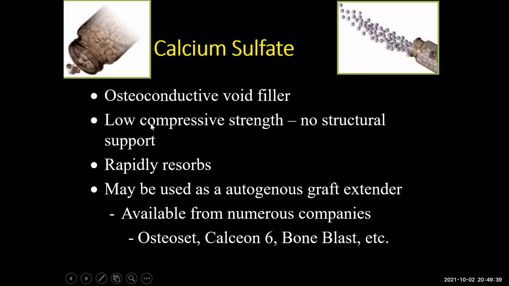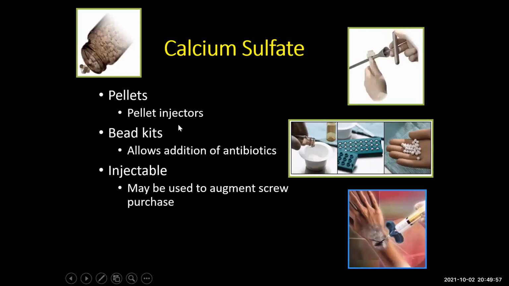Calcium sulfate is an osteoconductive void filler. It rapidly resorbs, may be used as an autogenous graft extender, and is commonly used with antibiotic in our settings where we fill it with bone grafts along with this. So these are the pellets that we are using normally in our situation, or we can use them in the form of bead kits or injections.